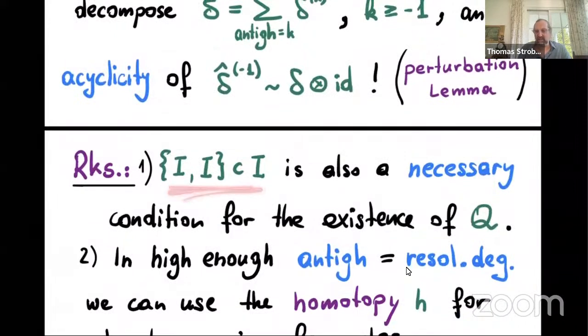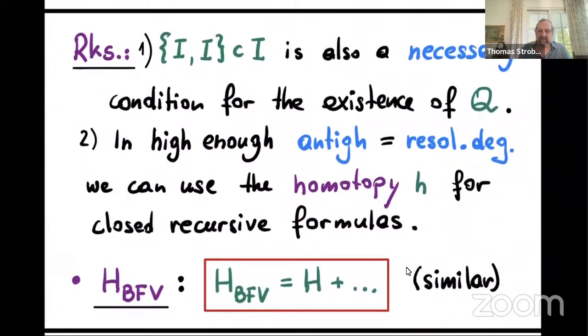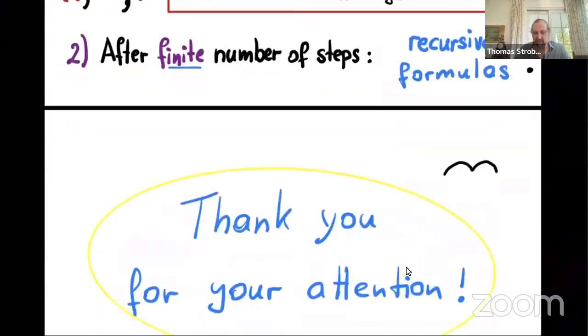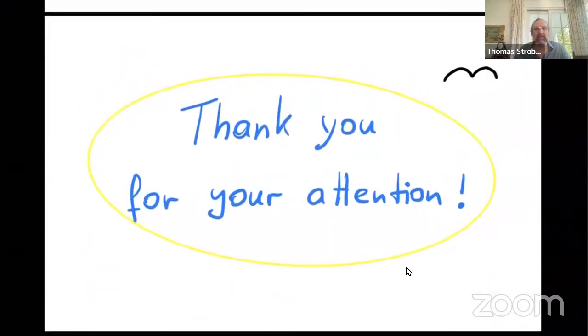And actually, it's a necessary condition in this procedure. You also find that I needs to be a subalgebra. And the other thing is that in high enough degrees in this anti-ghost number, we can use the homotopy H and get recursive formulas. And with this HPV starting with H, you get some contributions of increasing anti-ghost number, and the construction is quite similar. And also the homotopy appears at sufficiently high degree. And so I just posted again the theorem, and thank you for your attention.